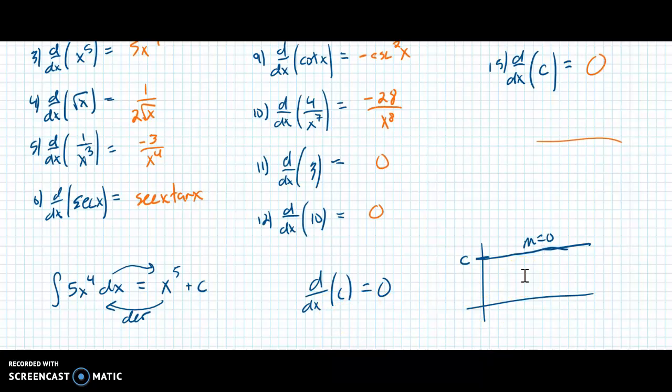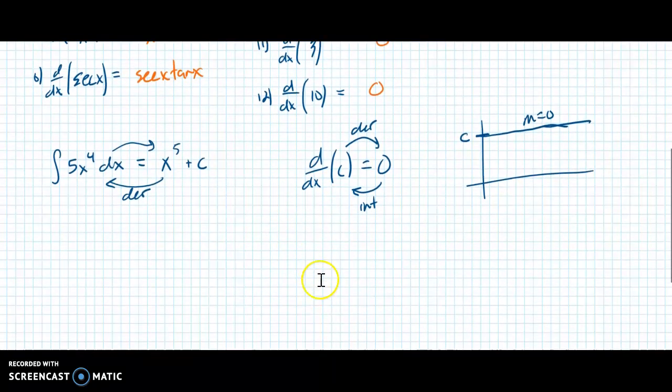That means that the integral would work the other way, right? So if this is a derivative, notice it's the opposite here, then the antiderivative, or the integral of 0, would be c. So let me write that. The integral of 0 dx is equal to a constant. Now, maybe you can see what that has to do with this.